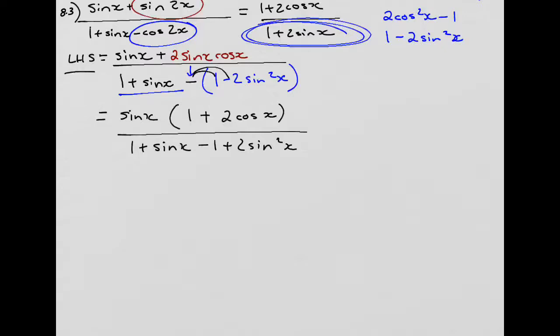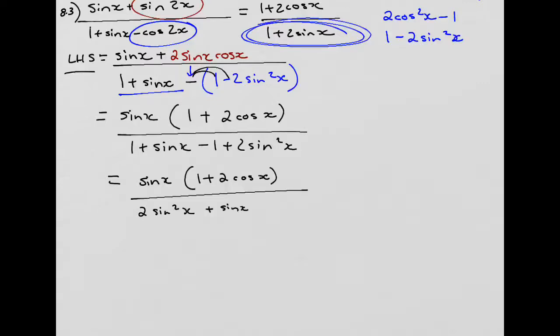So when we're working with the simplifying, keep the top as is. And then let's see what the simplifying at the bottom is going to be. It's going to be 2 sine squared x plus sine x. 1 minus 1 goes away. So we're actually left again with another factorizing question.